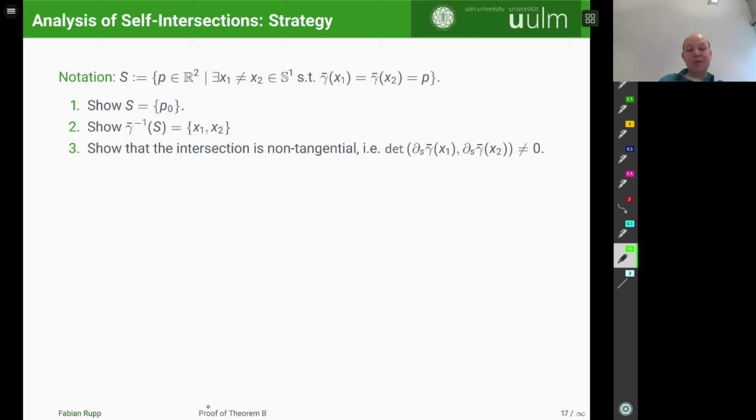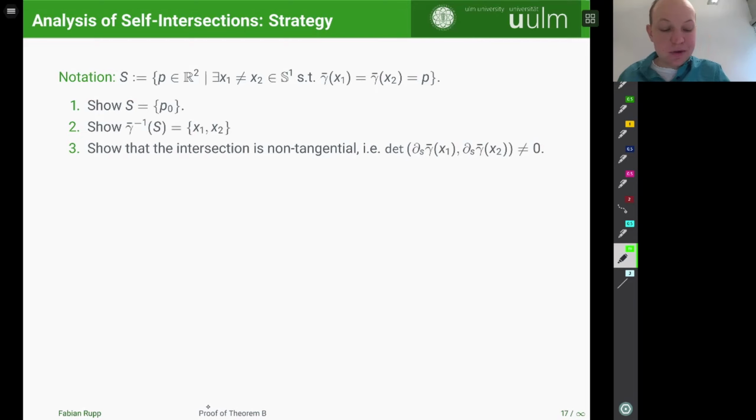And in the third step, we will then show that the self-intersection is non-tangential. In particular, this picture A from the slide before, where the 2 curves were just separating under a small perturbation, this cannot happen for the minimizer. So we want to show that this determinant is non-zero, which just means that those 2 tangent vectors are linearly independent.